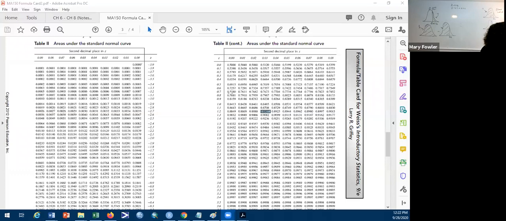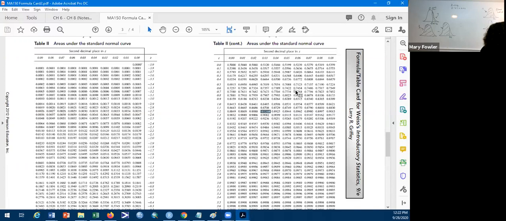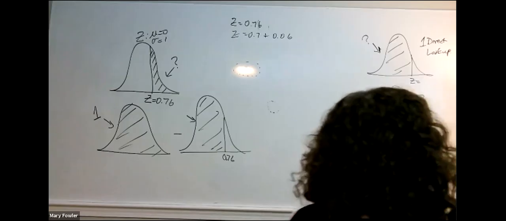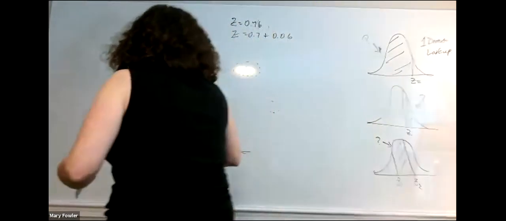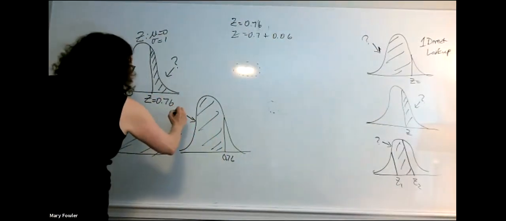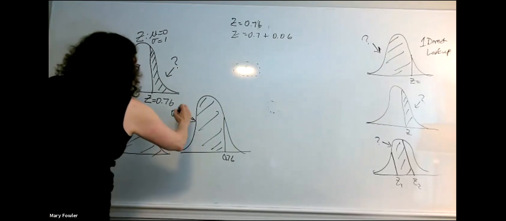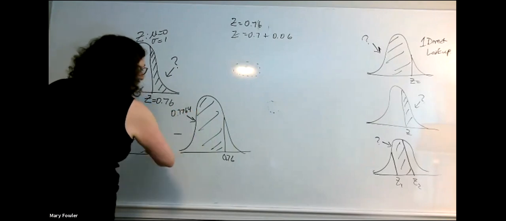Okay, so 0.7, it's positive, so it's on the right-hand side. The row is 0.7, and I'm going to go over to the column indicated by 06. So it looks like I'm getting 0.7764. That agrees with the notes, so that's a good thing. Okay, so this is going to be 0. Remember, that's the left tail.